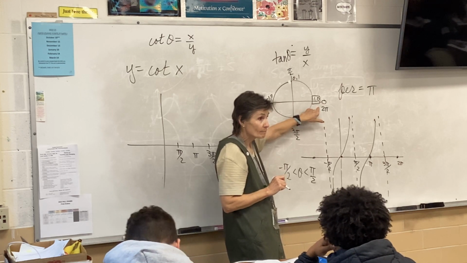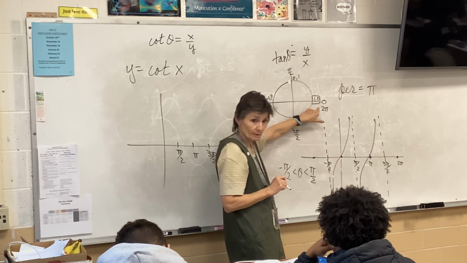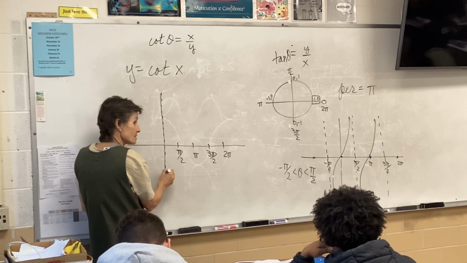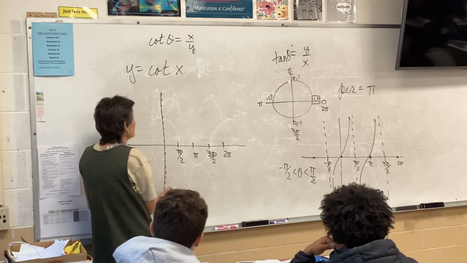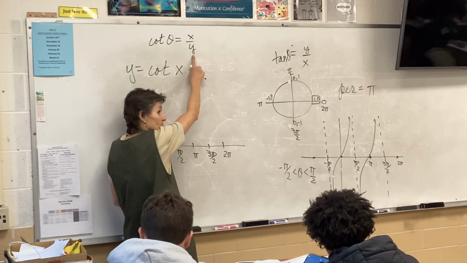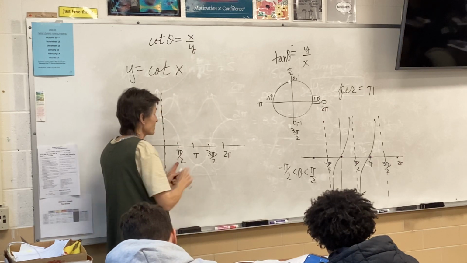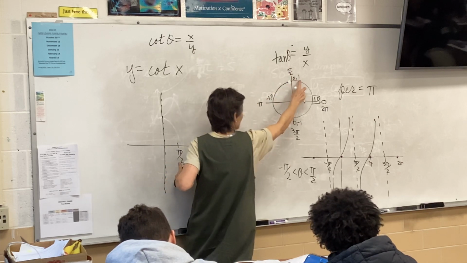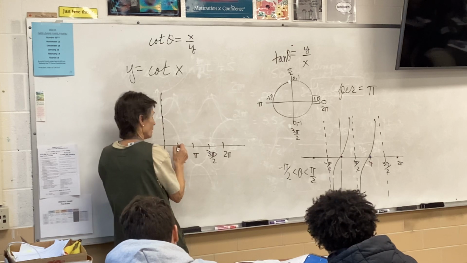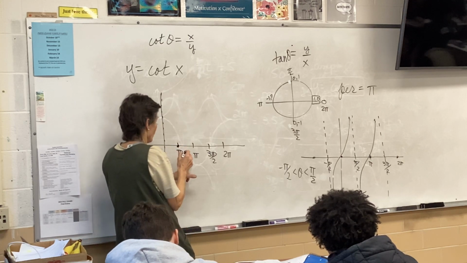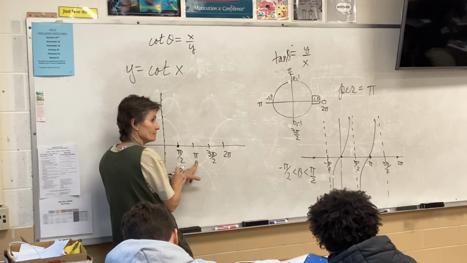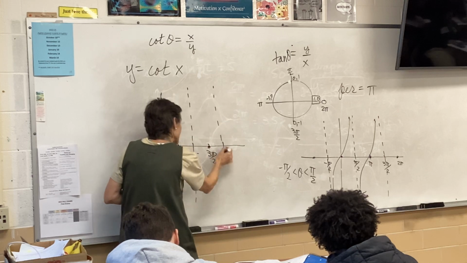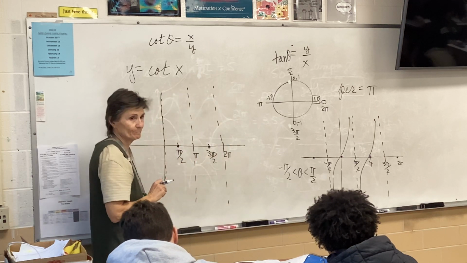X over y. Undefined. So this one has an asymptote right here on the axis because y is 0. So you're going to have an asymptote. What happens at pi over 2? What is your cotangent? X over y. That's going to be 0. Uh-oh, are you sensing a theme here? What's going to happen at pi? Another undefined, 0, undefined, and go as long as you want to, I don't care.